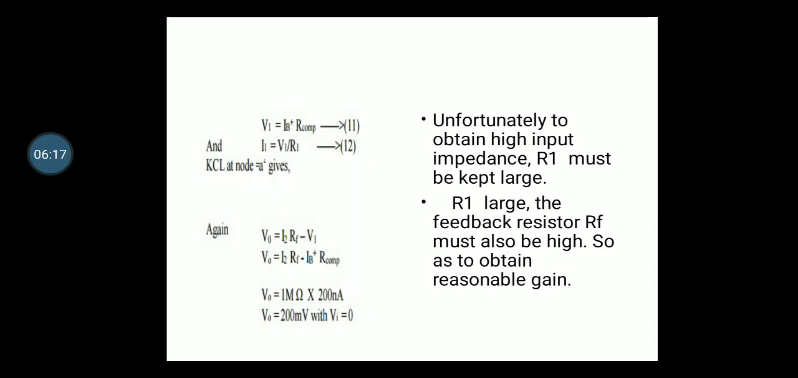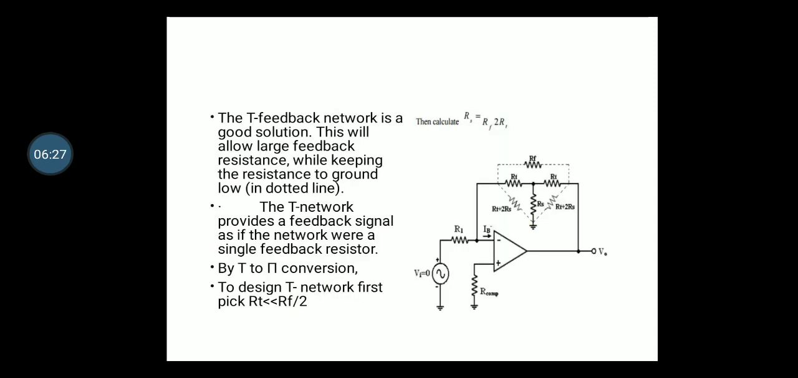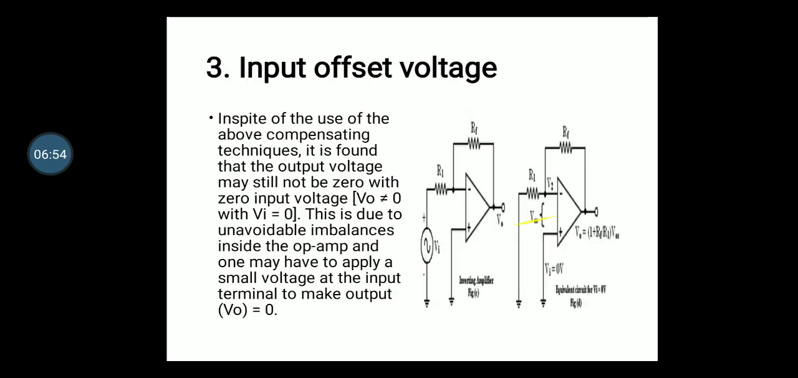So it has to have a reasonable gain. This will allow large feedback resistance while keeping the resistance to ground. So here we can use a T feedback network. This T feedback network is a good solution. This will allow large feedback resistance while keeping the resistance to ground, as it is shown in dotted line. The T network provides a feedback signal as if the network were a single feedback resistor. So by T to pi conversion, to design a T network, first RT is less than RF by 2.